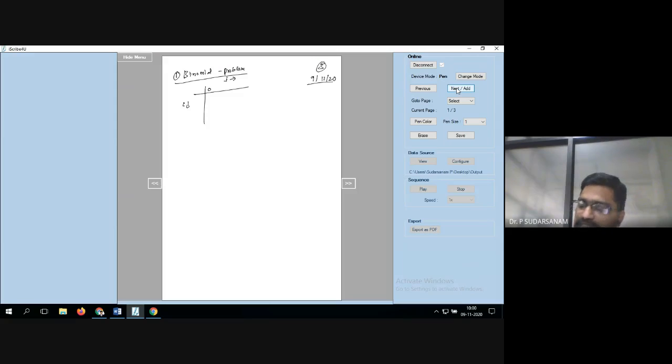So j goes from 0, 1, 2, and so on up to k minus 1, k, and n minus 1. Here we are taking 0, 1, 2, 3, up to k minus 1, k. Now for the other values we are taking 0, 1, 2, and so on up to n minus 1, n.